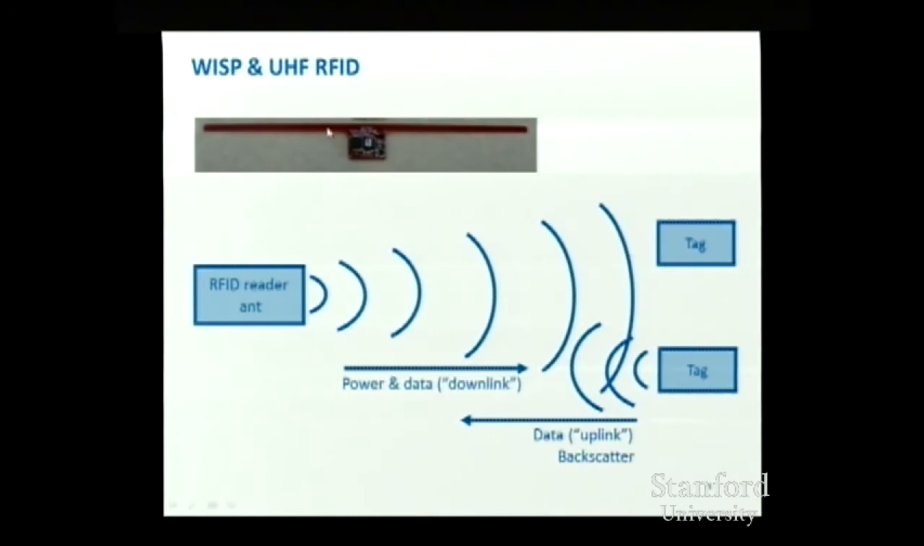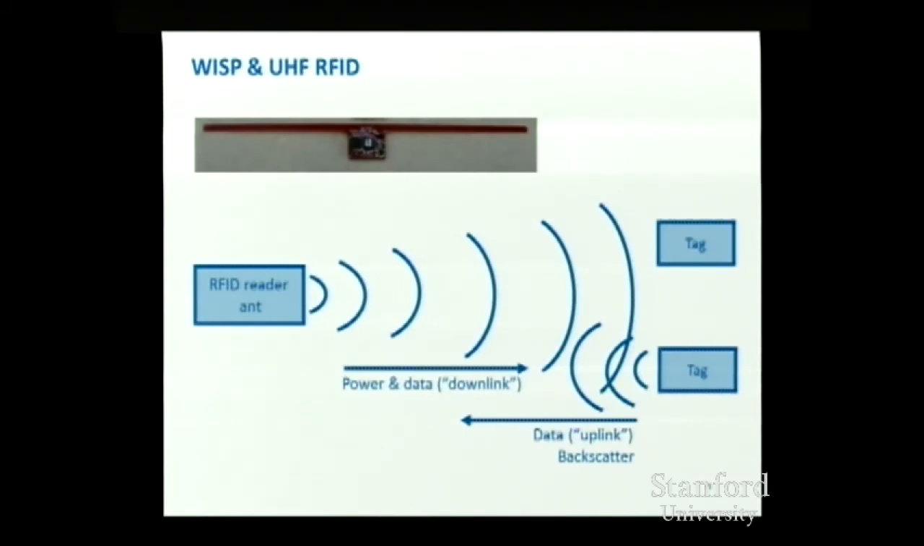changes the reflection coefficient of this antenna. So it has a little transistor that it shorts to short the two branches of the antenna together, or it can choose not to short them. And that generates a reflection of the reader's signal. So an analogy would be the reader's kind of like a flashlight, and the tag is sort of like a mirror. And by moving the mirror, you can affect how much light gets reflected back.